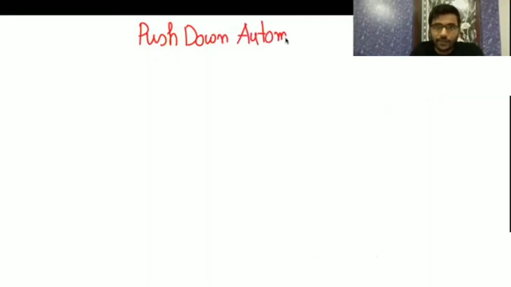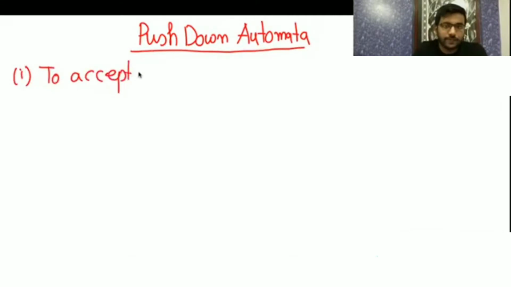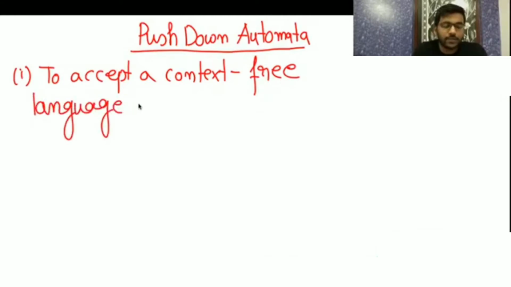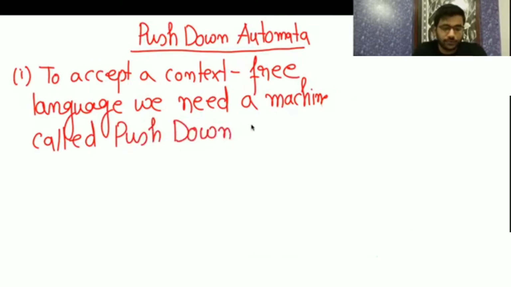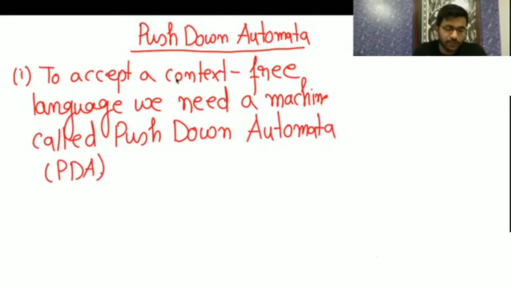So the language, context-free language, the machine that accepts the context-free language is called Pushdown automata. So to accept a context-free language, we need a machine called Pushdown automata. That is PDA. The short form is PDA. Bracket, you can write it as PDA. Clear?